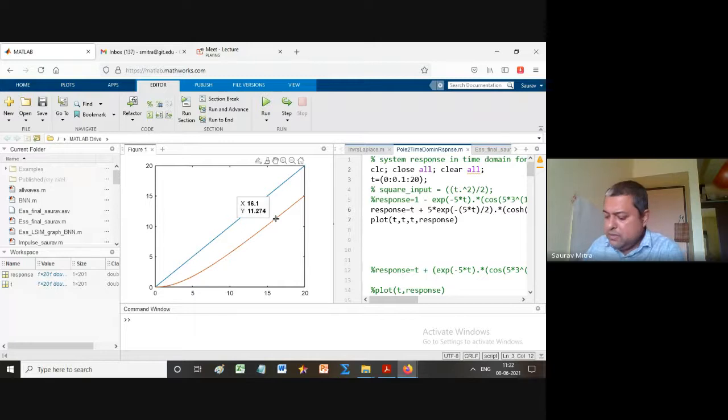Okay, so this is a type 1 system. Type 1 system at 16.1, how much is the output? Output is 11.274. And how much is the input? Can anybody tell me what the input is at 16.1 seconds?